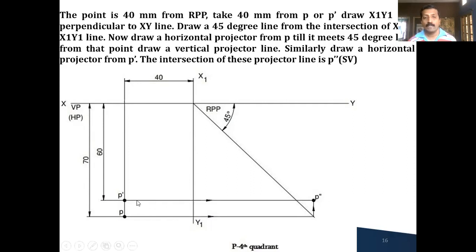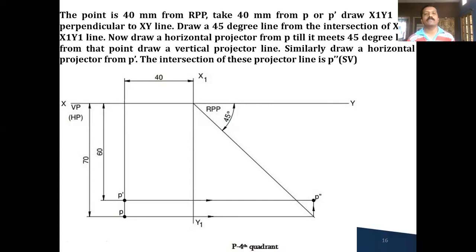Wherever the horizontal projector of your front view and the vertical projector of your top view intersect, you call that one more point and name it P double dash. This itself is your side view. It's a fourth quadrant. On RPP, both in the first and fourth quadrant, only the left view should come, as well as on LPP, only the right view should come. So the point is, he has asked in which quadrant the point lies. You can write the answer at the end: the point P is in the fourth quadrant.